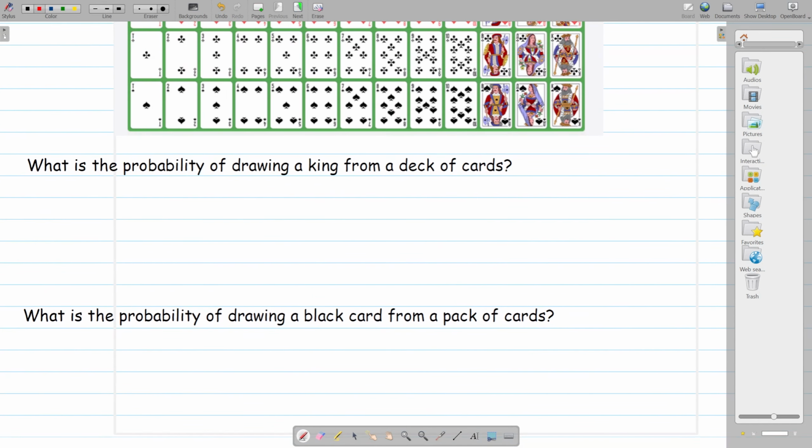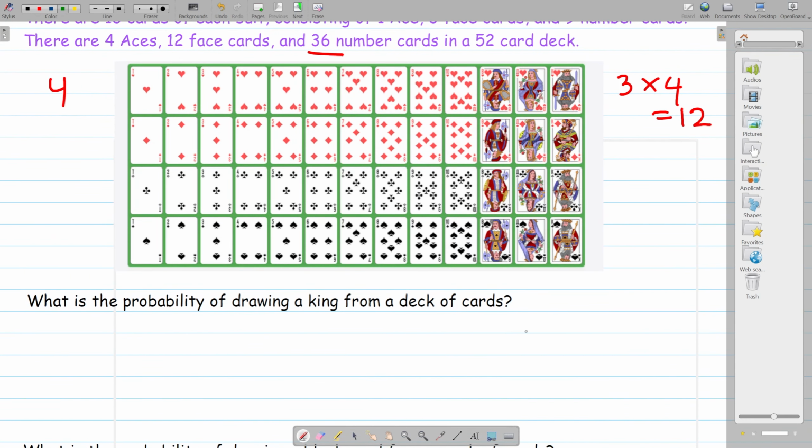Let's move into a question. What is the probability of drawing a king from a deck of cards? King is a face card, right? And look at this one. How many kings are there? For the face cards, one is jack, the next one is queen, and the third face card is the king. For each spade, heart, diamond and club, it has their own jack, queen and king. So there are only 4 kings for the total deck of cards, right? These 4 are the kings, right?